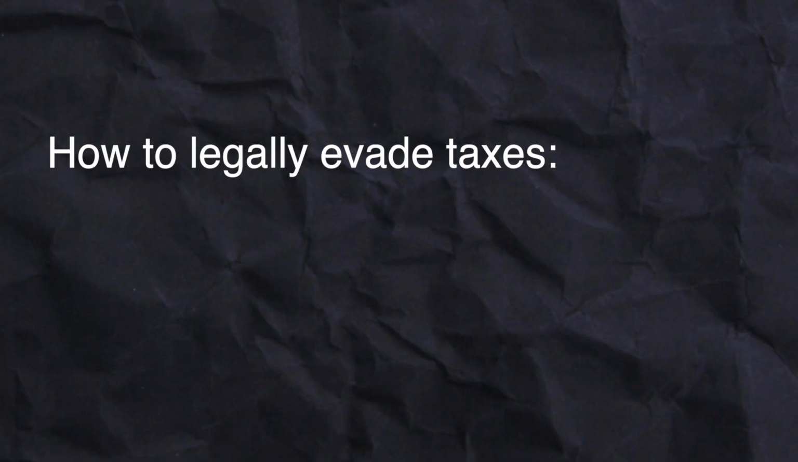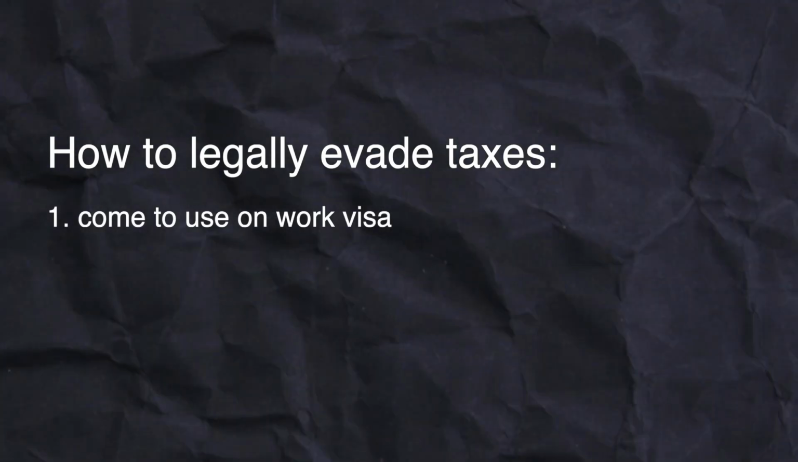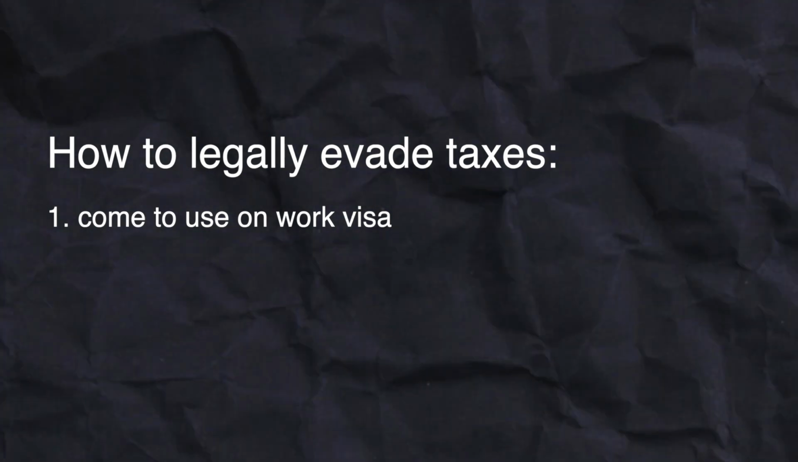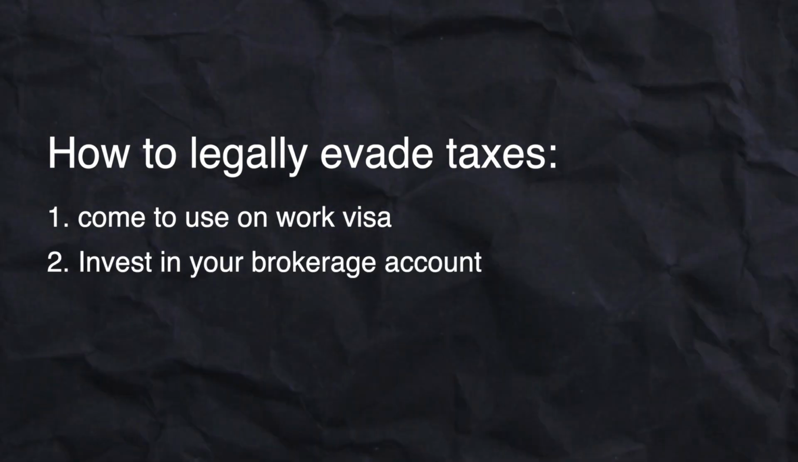All of these things kind of tie in together under two major points. Point number one is that you are a Canadian or you are someone else that is working in the US on a temporary visa. And number two is that you are investing into your brokerage accounts. So number one, let's say that you're on a TN visa or an H-1B visa working in the US.